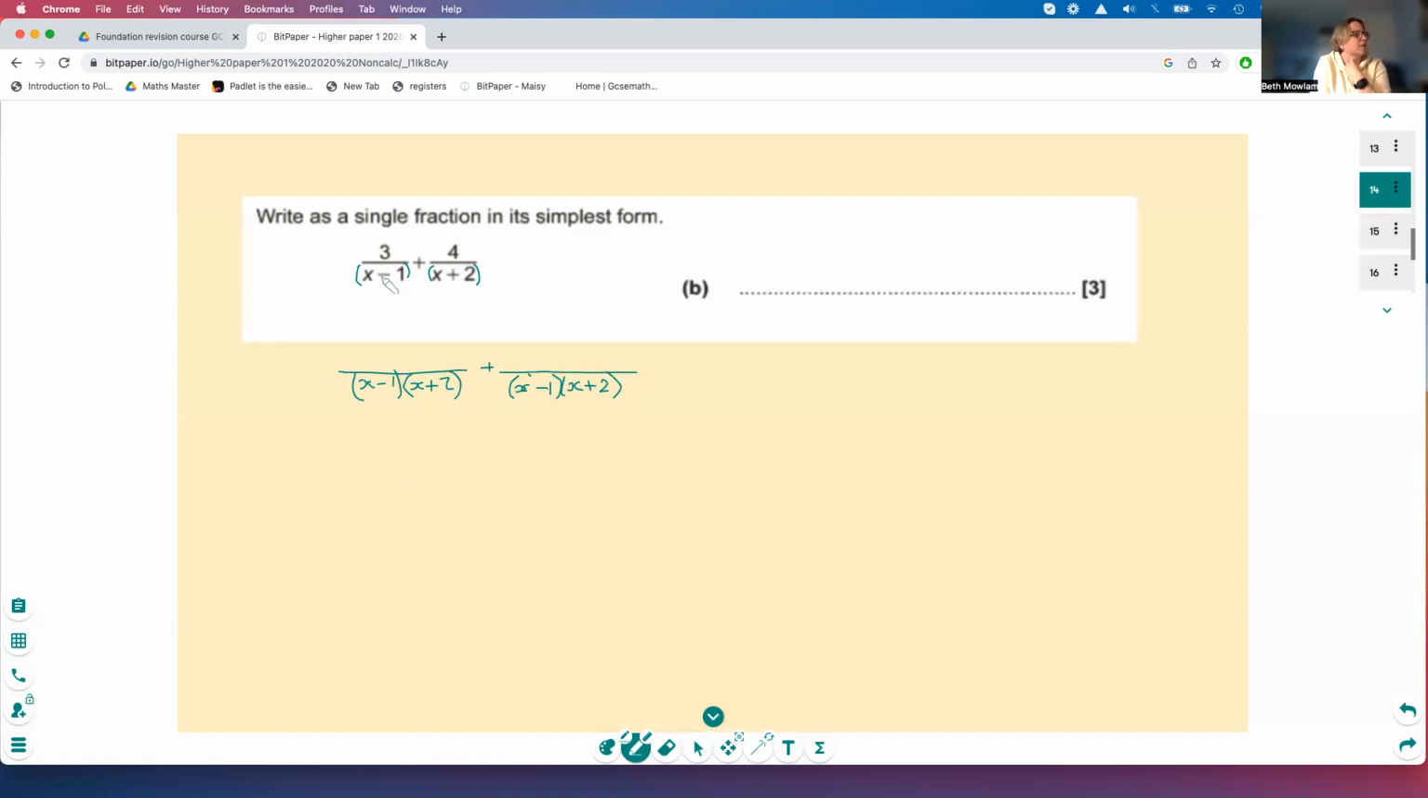So I've multiplied this first fraction by x plus 2. So I've got to multiply the top by x plus 2. I can put it in brackets or I can just expand it straight away. So I get 3x plus 6. I've multiplied the second fraction all by x minus 1. So again, I can put it in brackets or I can expand. So 4x minus 4.